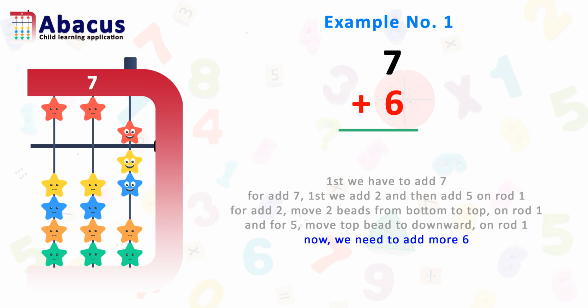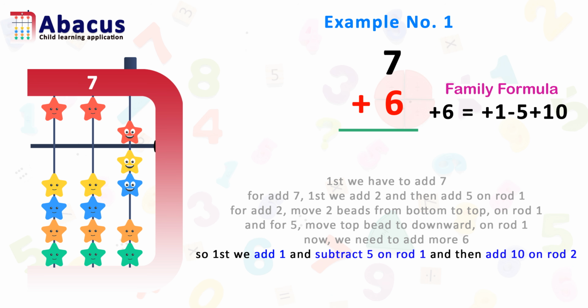Here on rod 1, we have just 2 beads remaining. So we can't add 6 on rod 1, right? Okay. So here we have to use family formulas for add 6. The family formula for plus 6 is equal to plus 1 minus 5 plus 10. So first we add 1 and subtract 5 on rod 1, and then add 10 on rod 2.